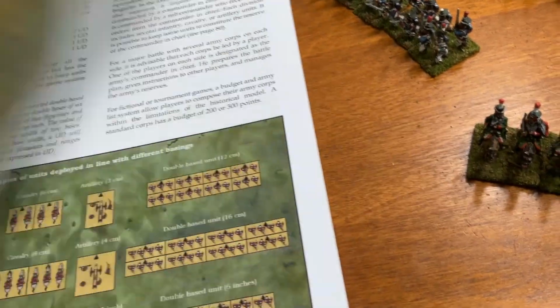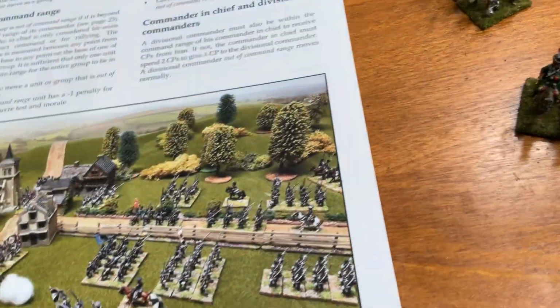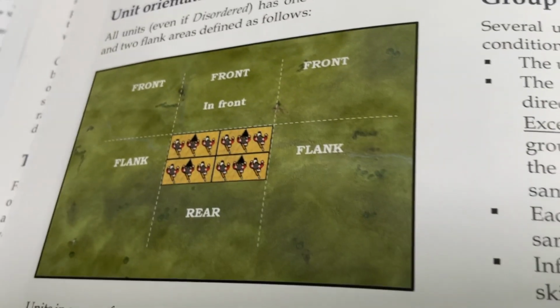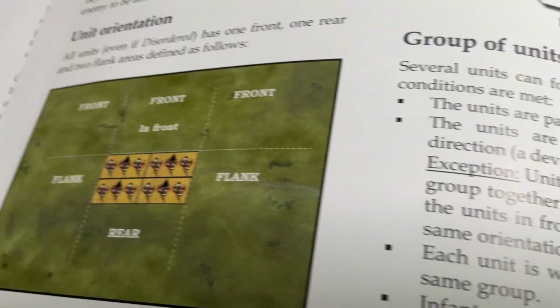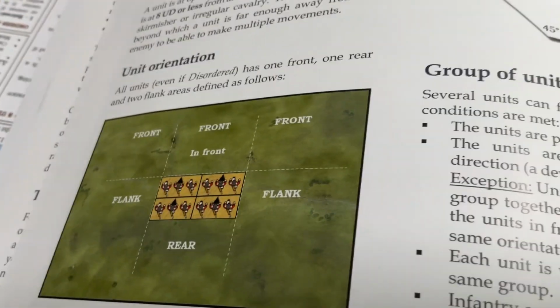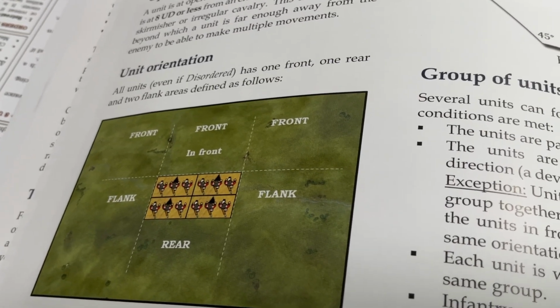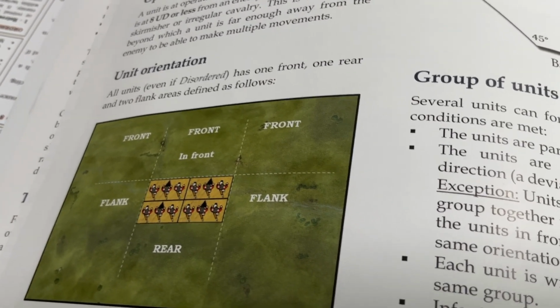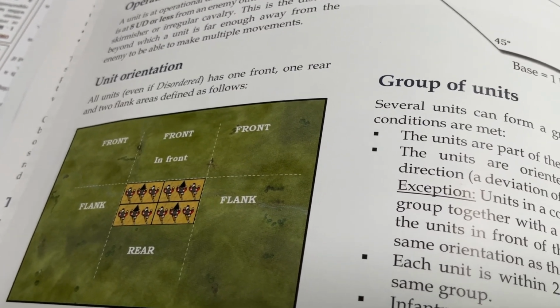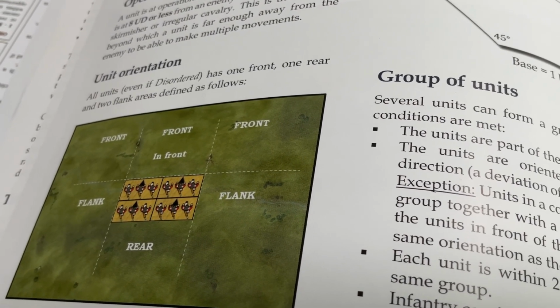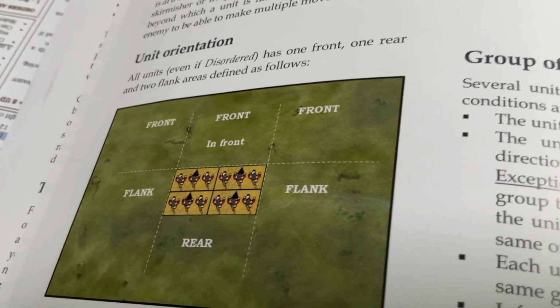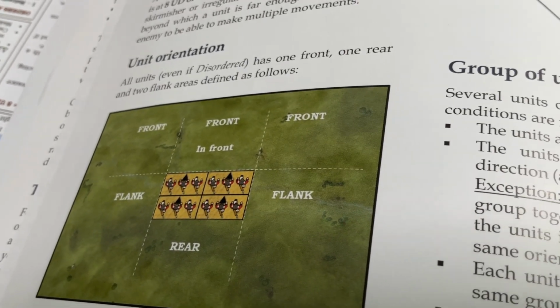Now, the unit itself, we're going to talk about orientation. The flank area is a straight line across the frontage, and then a straight line vertically to designate the flank. This is important if you're going to charge a flank.